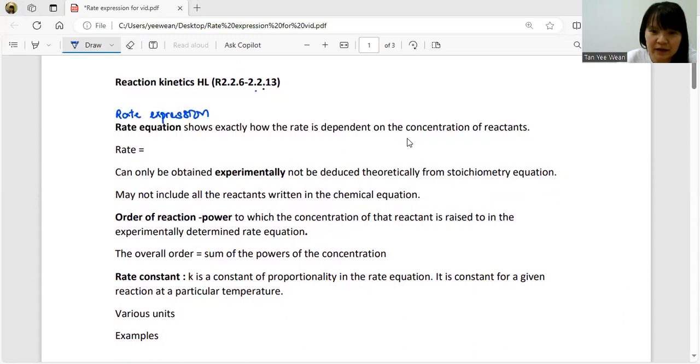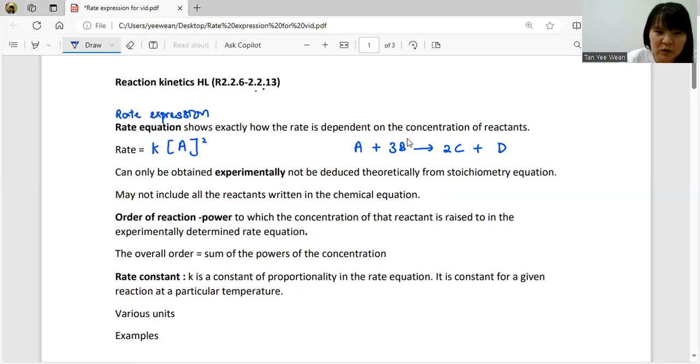So for example, if I have A plus say 3B, you get 2C's and a D. And rate expression looks something like this. Rate equals to K, concentration of A, maybe squared, maybe not. And these figures here, you cannot get it from the stoichiometry. Okay, so you can't obtain this, it cannot be deduced from the stoichiometric equation.